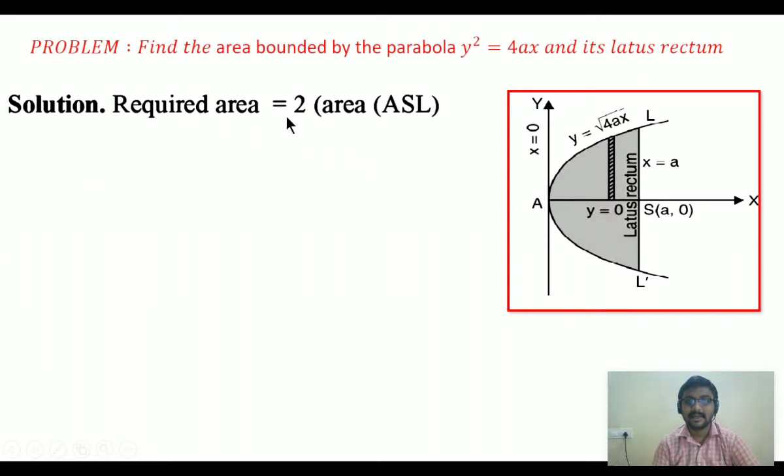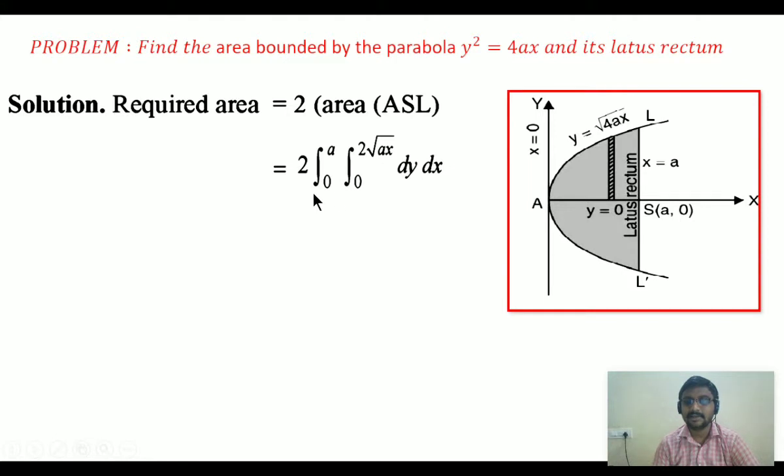So the required area is 2 into area ASL. We just have to double the area because the area is symmetrical about the x-axis. The area above the x-axis lies in the same way below the x-axis. So we have to multiply by 2 here. Don't forget, we have to compute the total area which is bounded by the parabola and the latus rectum. Just the half area is multiplied by 2 to get the total area.